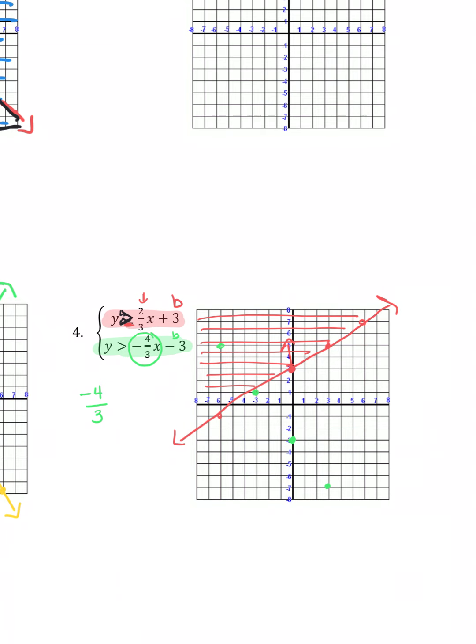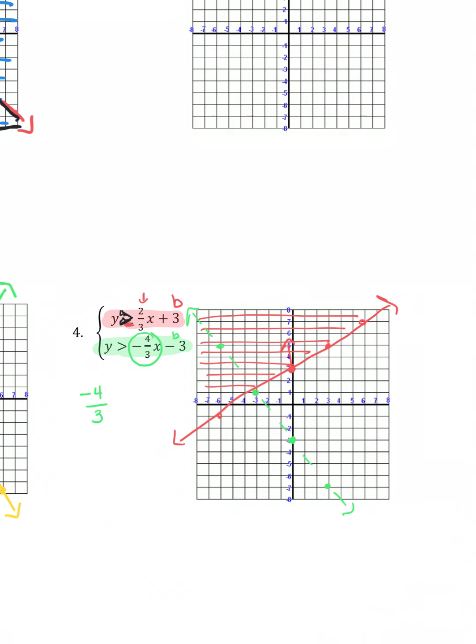Okay, and I can't go up 4 and to the left 3 again. This one, notice you don't have the solid bar under the inequality. You just have greater than. So because it does not have that solid bar, I'm going to go ahead and dash this. So this one gets some dashes. And I'm going to put arrows on the end.